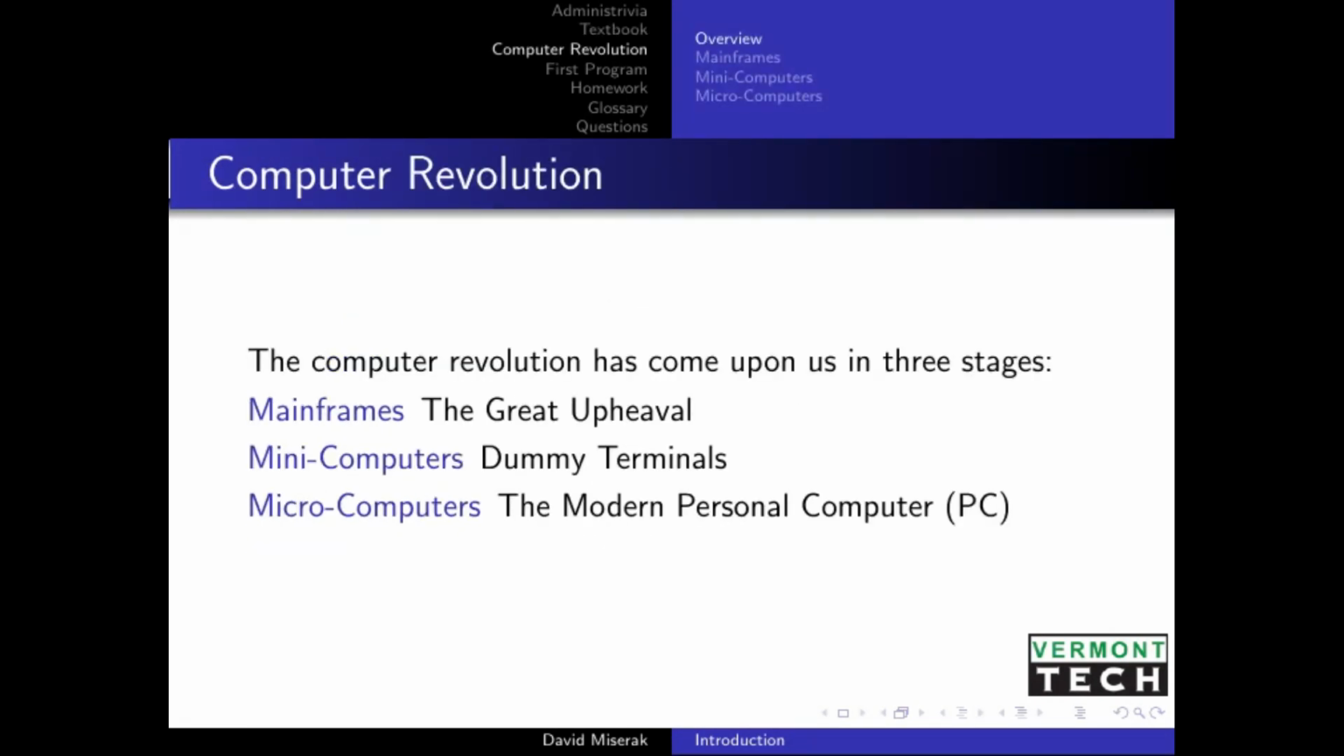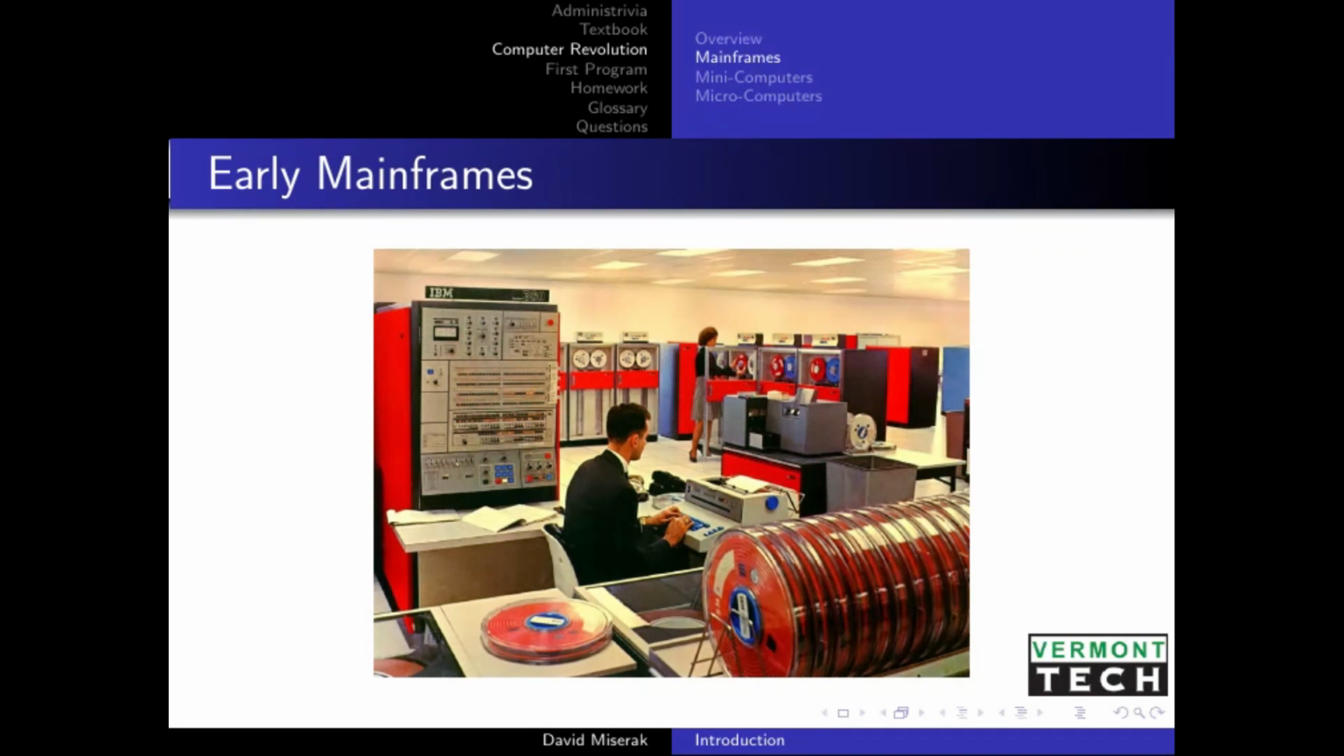Now, let's discuss the history of the computer revolution. It can be broken down into three stages: mainframes, the lesser known minicomputers, and of course the modern PC. First, in the late 1950s and early 1960s, medium to large scale firms converted their operations to computers, often causing a great upheaval and even sometimes chaos.